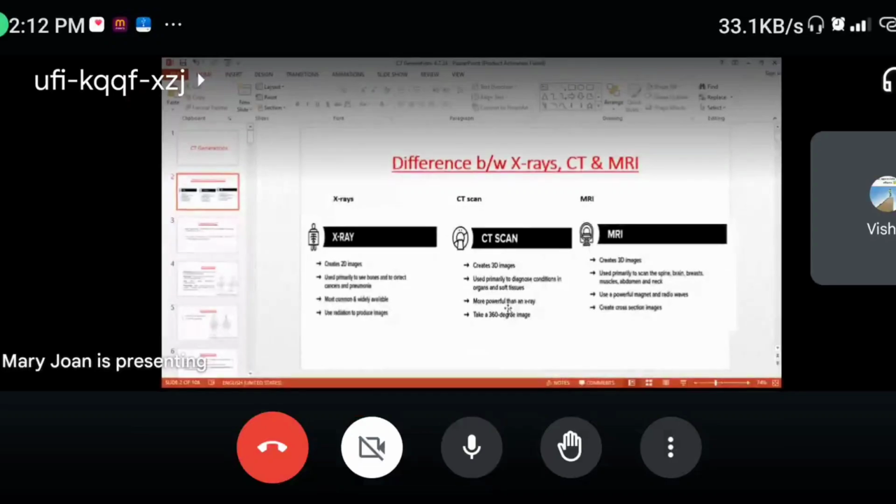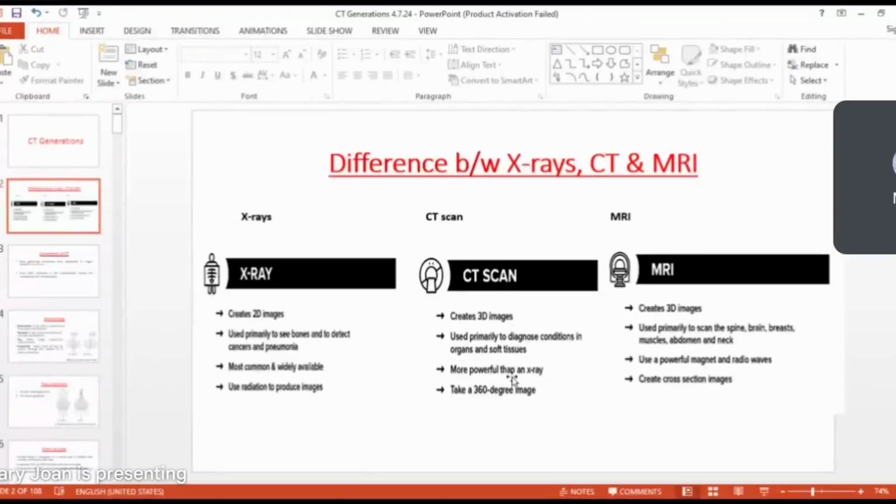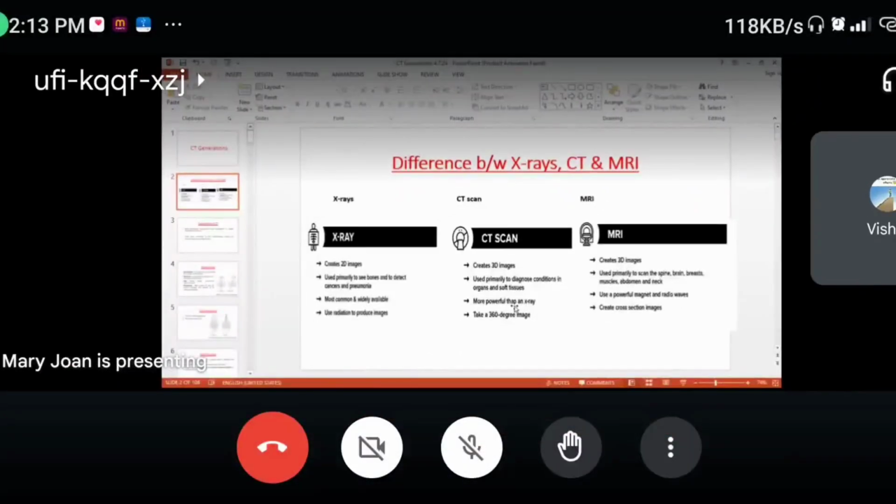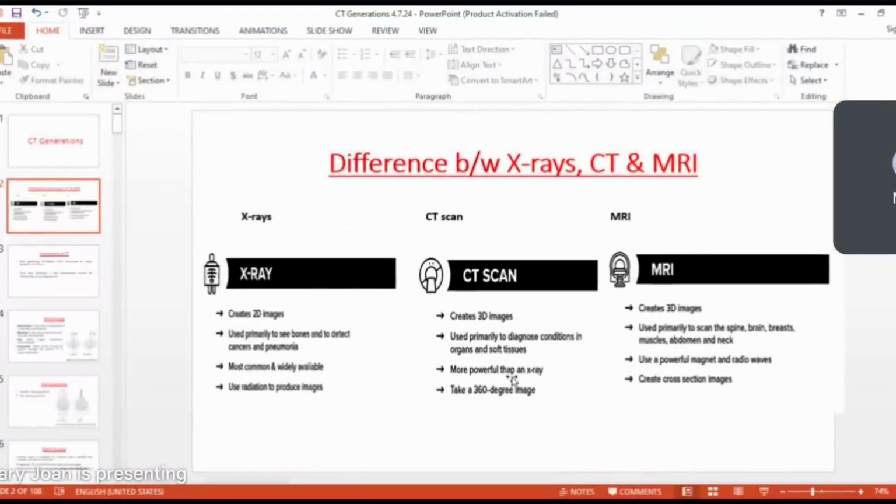Because of high kVp. High kVp. How much kVp is used in X-rays? It varies from 70 to 100 kV. What is the maximum kVp possible with an X-ray machine? 110. Okay, it's usually 150.